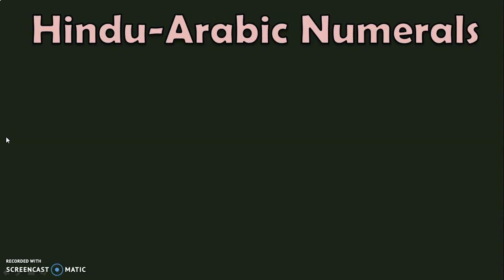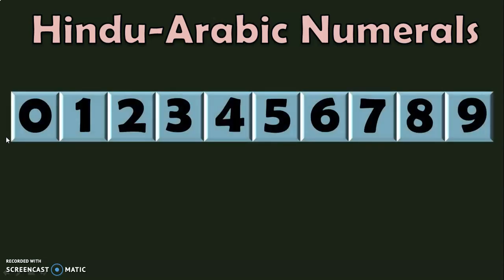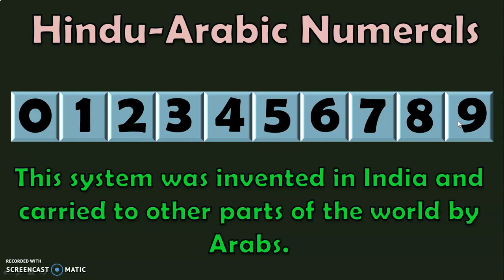The number system that you are currently using is called the Hindu-Arabic numeral system. And we will be using the numerals 0, 1, 2, 3, 4, 5, 6, 7, 8 and 9. This system was invented in India and carried to other parts of the world by Arabs. That is why it is called the Hindu-Arabic system.